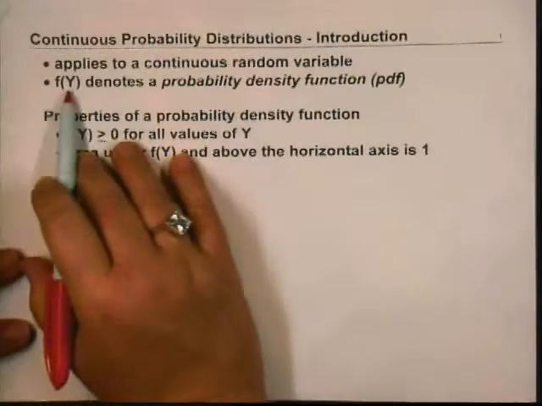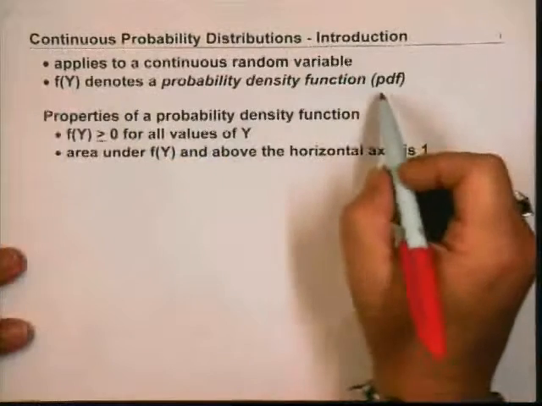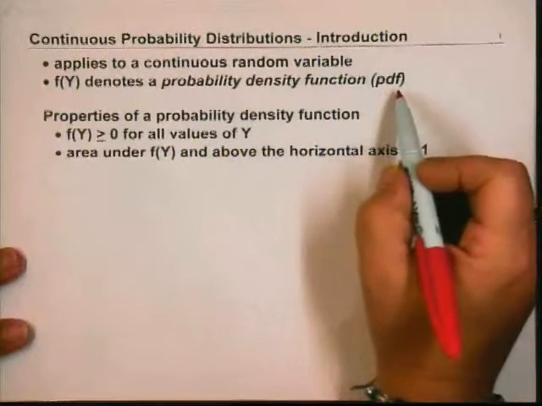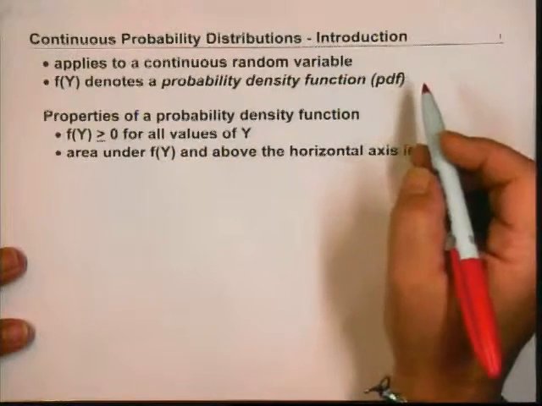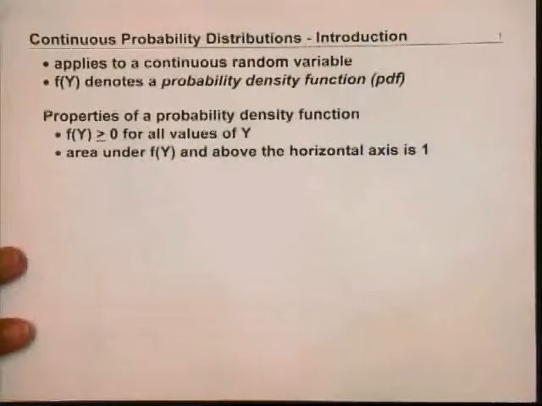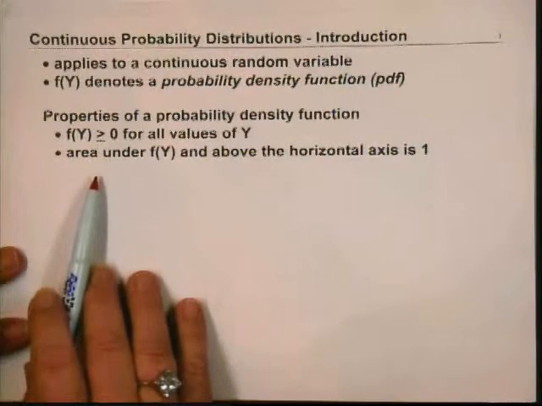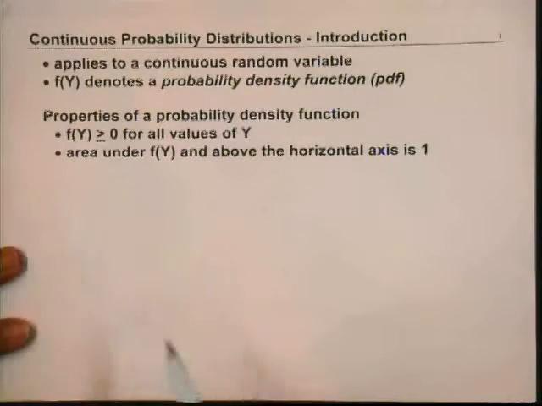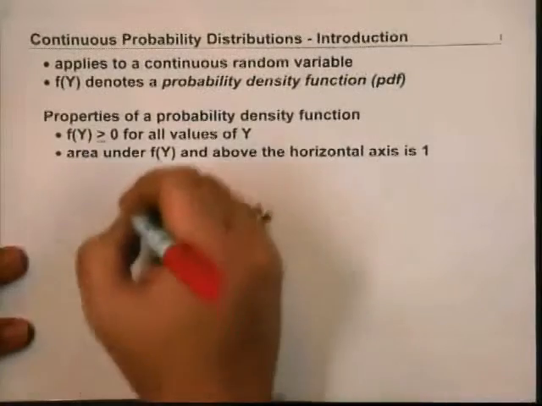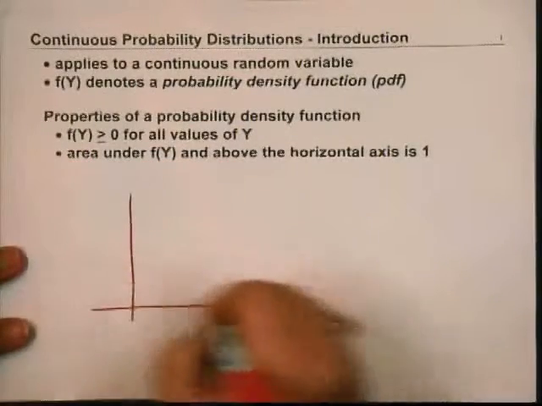We use a function f of y to denote a probability density function, and this is referred to as a PDF quite often in statistical literature. This applies to a continuous random variable. A property of a PDF is that the function is non-negative, and that the area under the curve and above the horizontal axis is 1. We tend to draw things in the first quadrant.